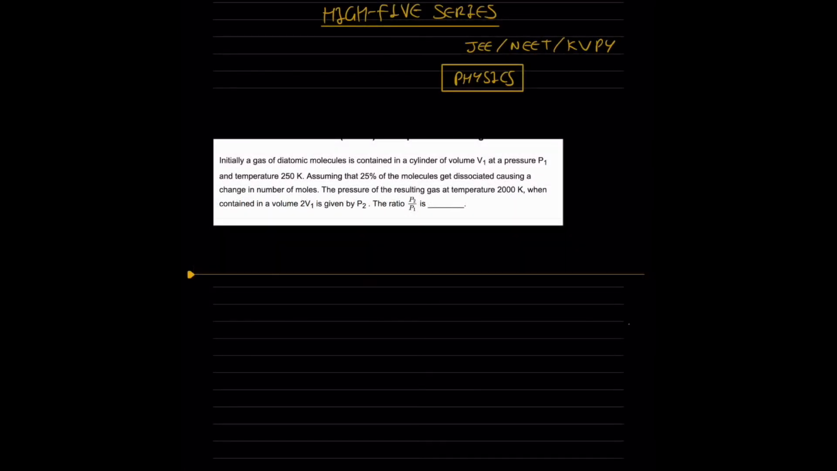So in this question, we have a gas of diatomic molecules contained in a cylinder of volume V1 at pressure P1 and temperature 250 Kelvin, nothing abnormal over here. Assume that 25% of the molecules get dissociated, causing a change in the number of moles. The pressure of the resulting gas at temperature 2000 Kelvin when contained in a volume 2V1 is given as P2, and we are supposed to find the ratio of P2 and P1. So I can depict the situation over here.